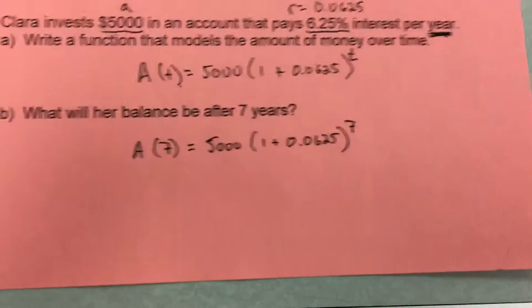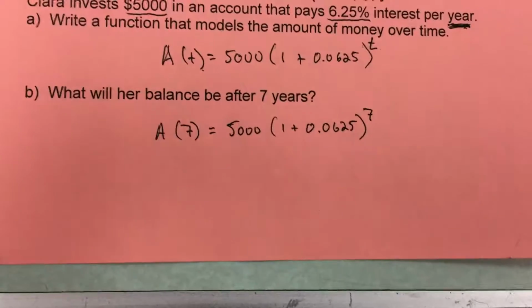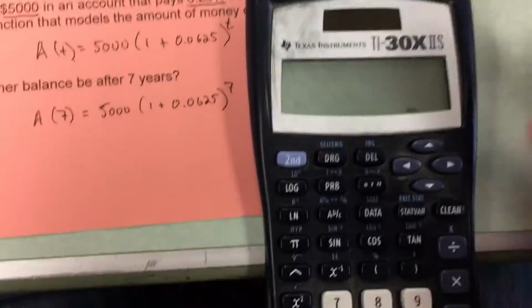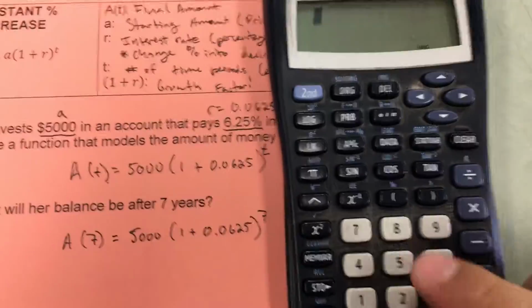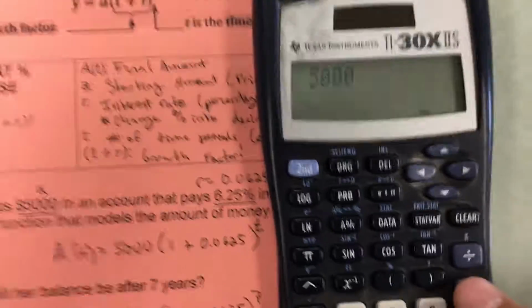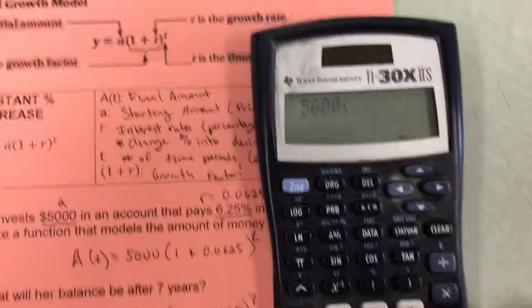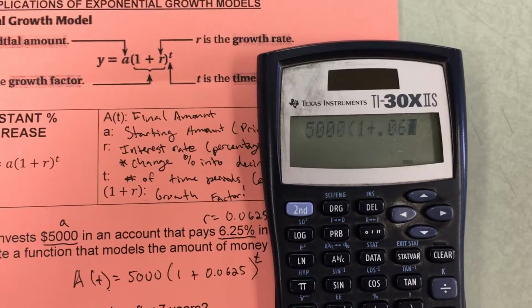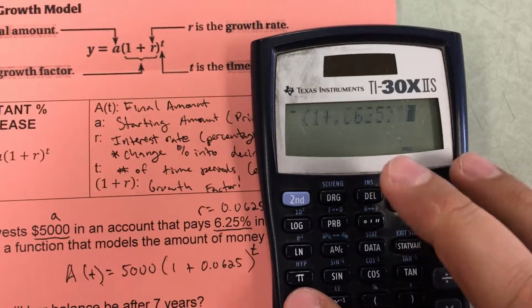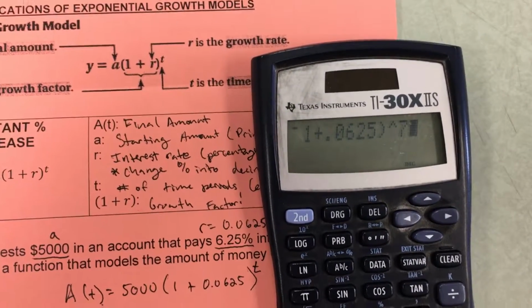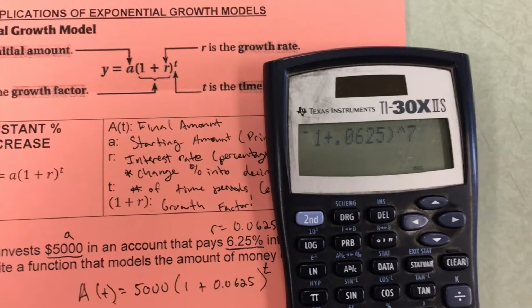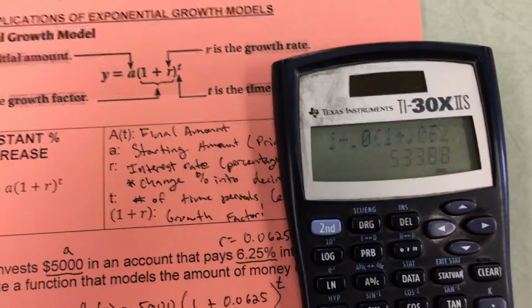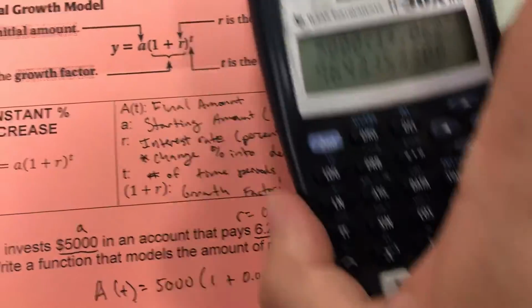Okay? So now all you have to do is put that amount of things into your calculator. So that's what I'm going to do here, doing it exactly as written. So I'm going to do 5,000, parentheses 1 plus 0.0625. Close the parentheses to the 7th power. All I did is put it exactly in the calculator as it is on my page. I press enter, and I get this big number.